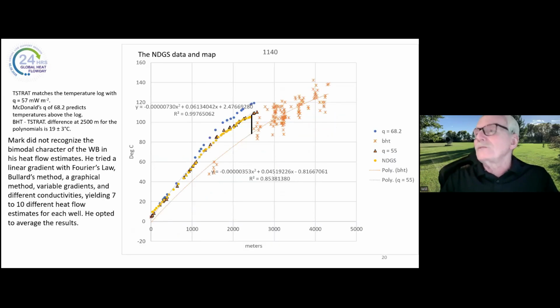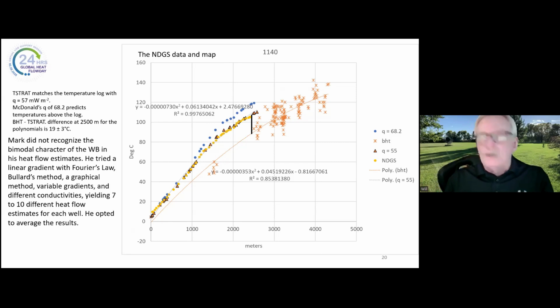But I want to look at something else, go back to each one of them, because when Mark McDonald, a former PhD student of mine at the University of North Dakota, who got the North Dakota Geological Survey to drill those, or not drill those, but to go log those existing holes for heat flow, he had a lot of trouble. He did not recognize the bimodal character of the Williston Basin.